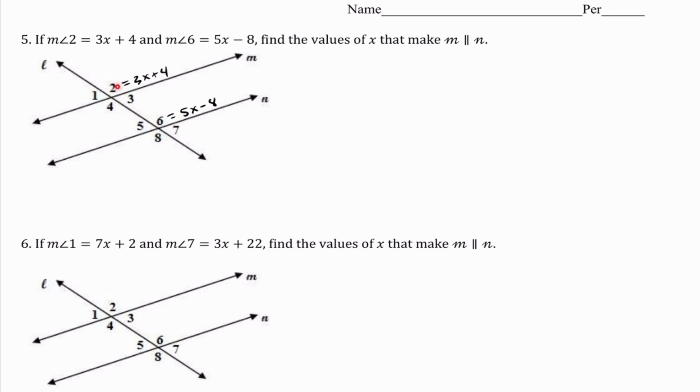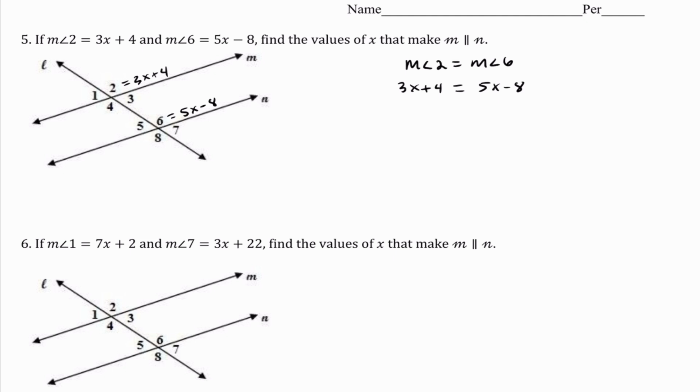So I can see that these two angles are corresponding to each other, so I should set these expressions equal to each other. So I'm going to write measure of angle 2 is equal to measure of angle 6, and I have 3x plus 4 equals 5x minus 8. All I'm doing here is substituting.